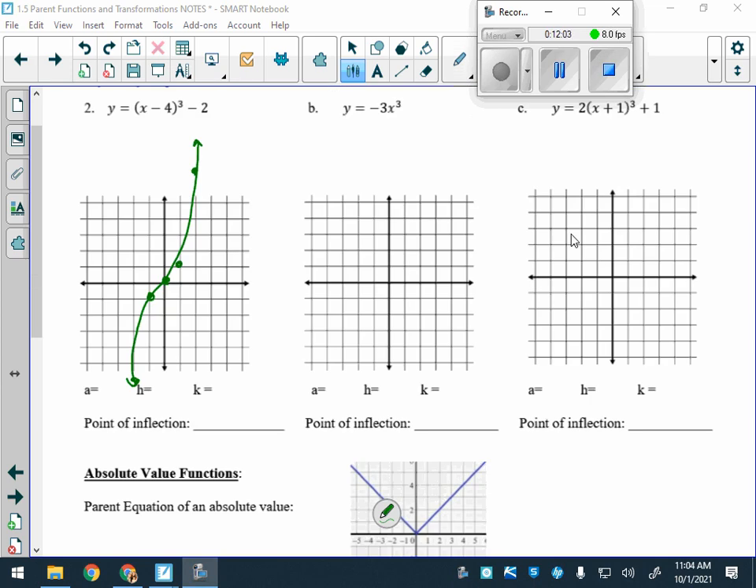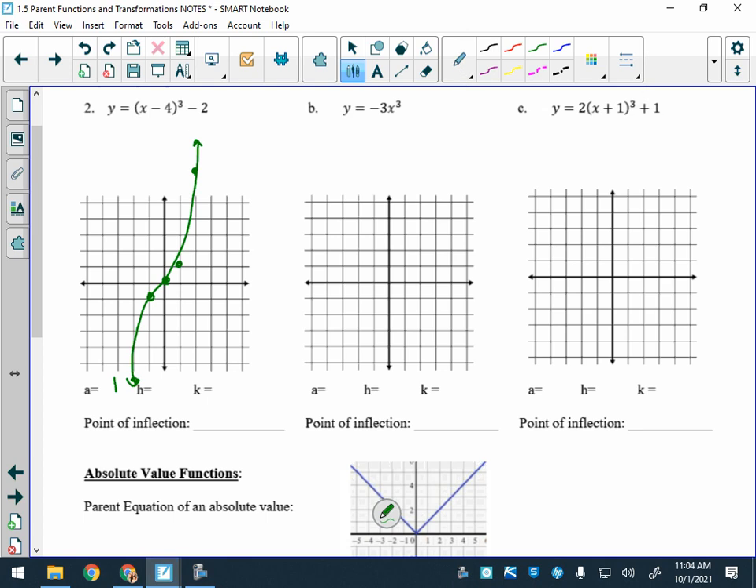What's my A value? Sam. 1. What's my H? Campbell. What's my K? Jackson. -2. And then my point of inflection? Charlotte. 4, -2. So to go from 0, 0 to 4, -2, what transformations happened, Bianca? Good. Right 4, down 2.